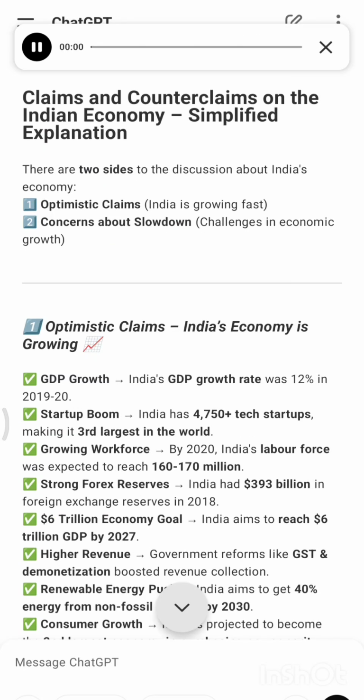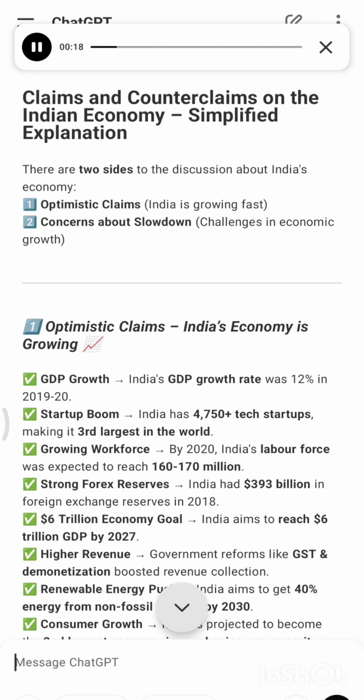Claims and counterclaims on the Indian economy, simplified explanation. There are two sides to the discussion about India's economy. 1. Optimistic claims: India is growing fast. 2. Concerns about slowdown: challenges in economic growth.